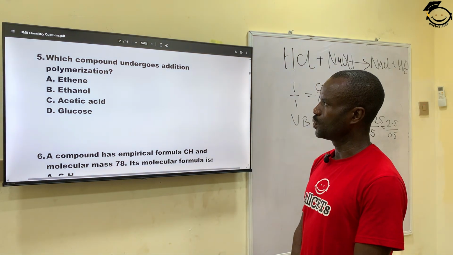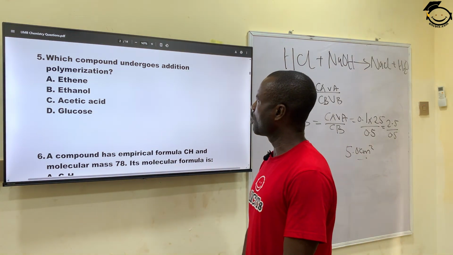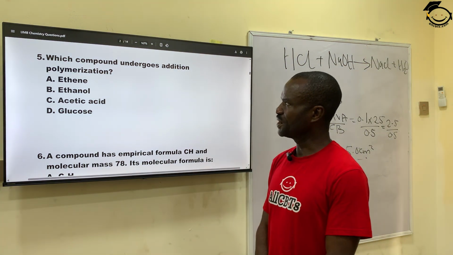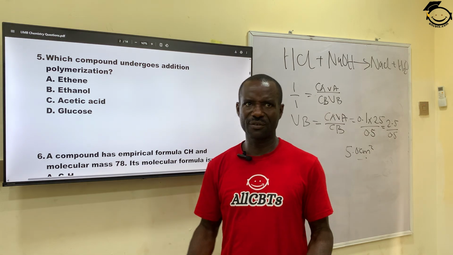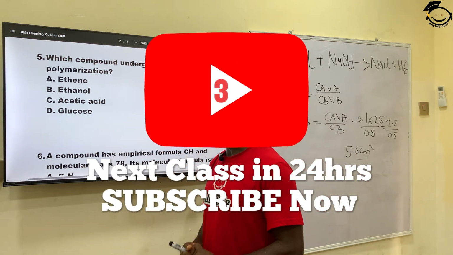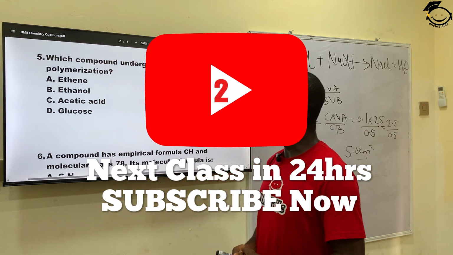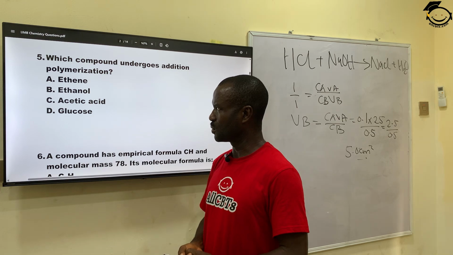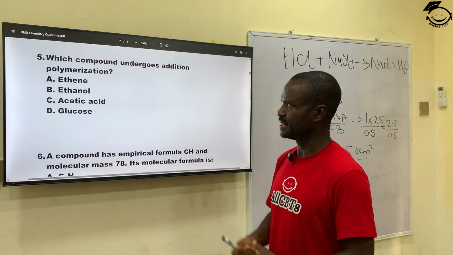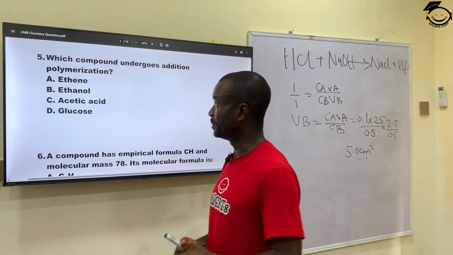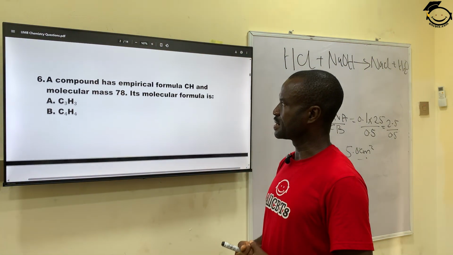Question 5. Which compound undergoes addition polymerization? Addition reaction is a characteristic of unsaturated hydrocarbons. So any of them that is, you see, A, ethene, B, ethanol, C, acetic acid, and D, glucose. The correct answer is A, ethene. Ethene will undergo polymerization reaction to give polyethylene.